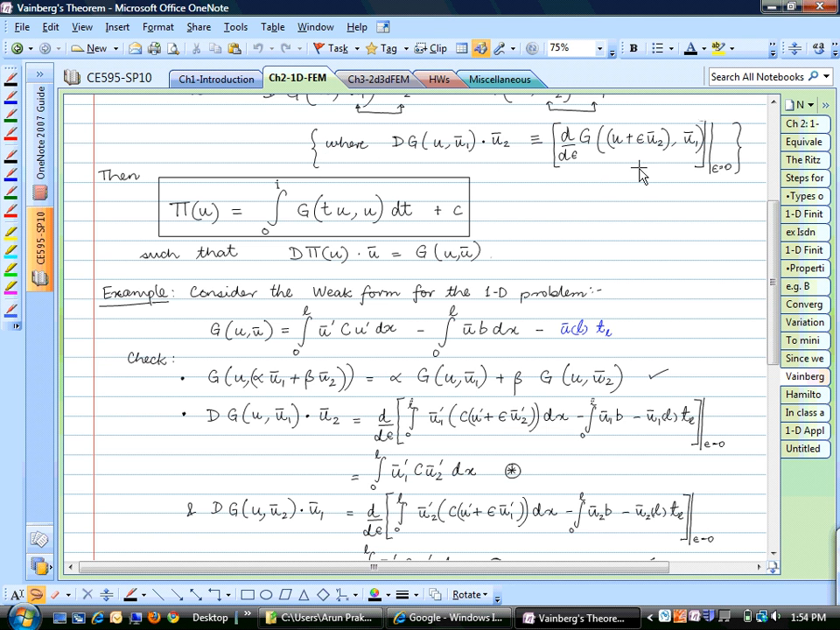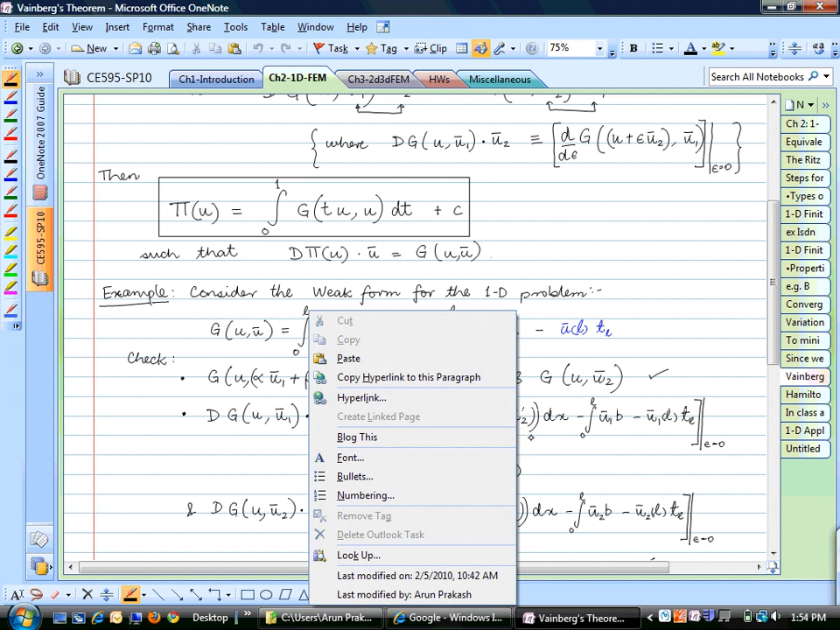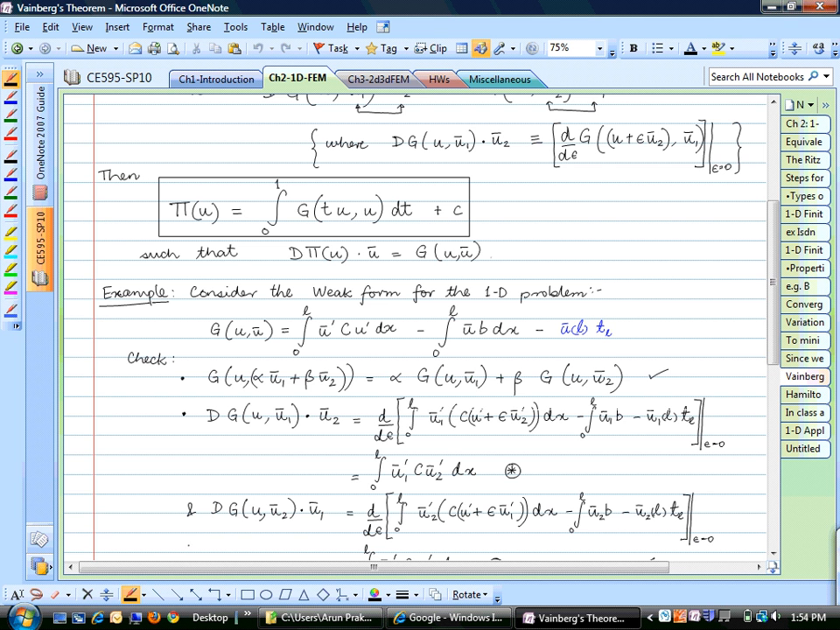This was the definition of G, and if you write that out, you're going to see that the only thing that actually depends upon epsilon in this entire thing is right here, this one epsilon. And if you take the derivative of this term with respect to epsilon, then you're going to get this times c times u bar prime 2. And that's exactly what we have here.